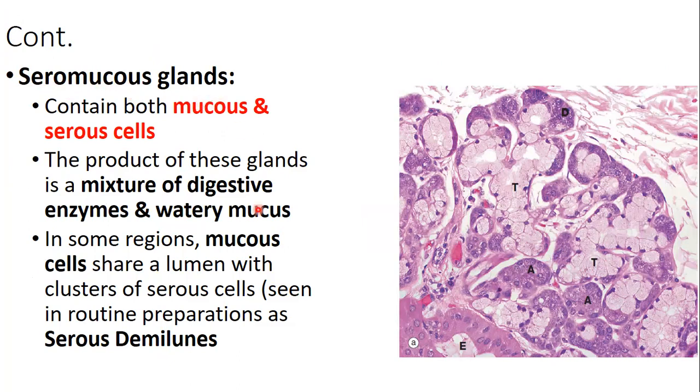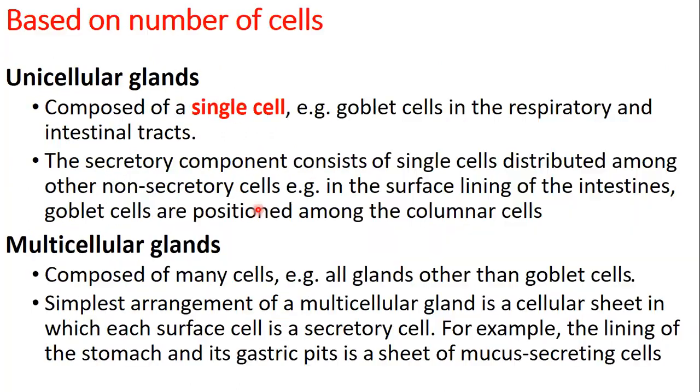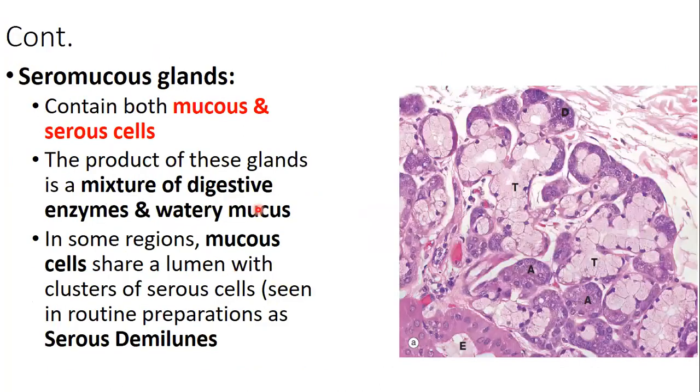Where do we find such glands? It's in the submandibular gland. The submandibular gland is a gland of the salivary system also, found here at the corner of the mandible, the lower jaw. Those glands are called submandibular. Now, their product will be mucus plus serous, therefore seromucus.